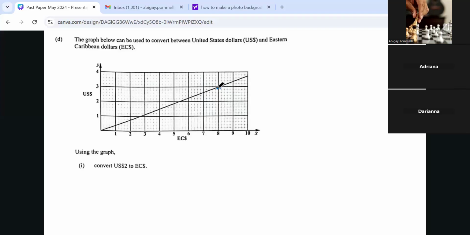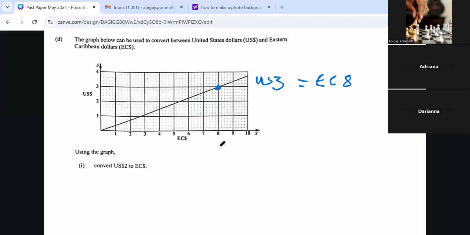So right here, right there, the two lines meet. So it's 3 and 8 meet. So we can say that $3. So in the graph, it's 3 US dollars equal 8 EC.